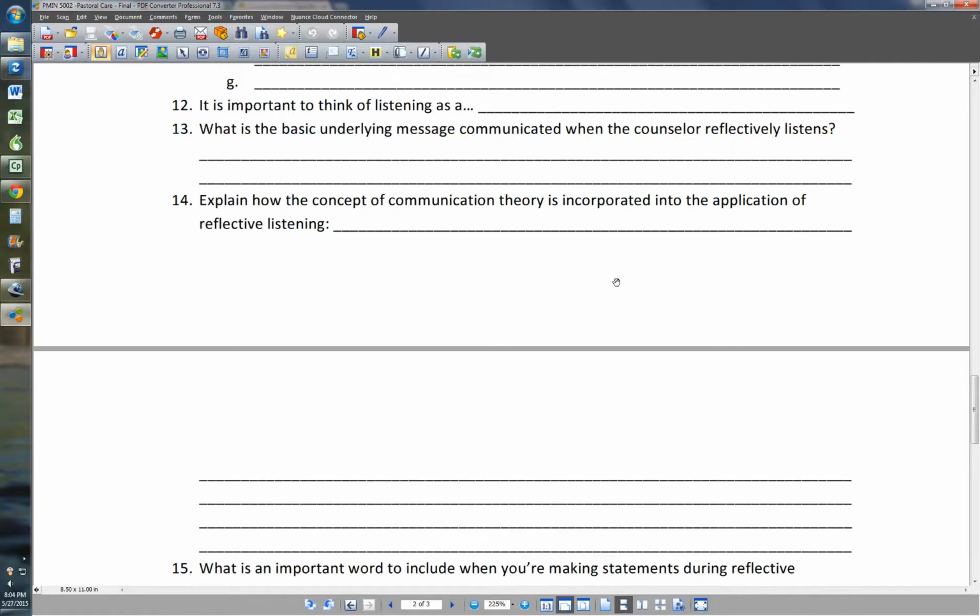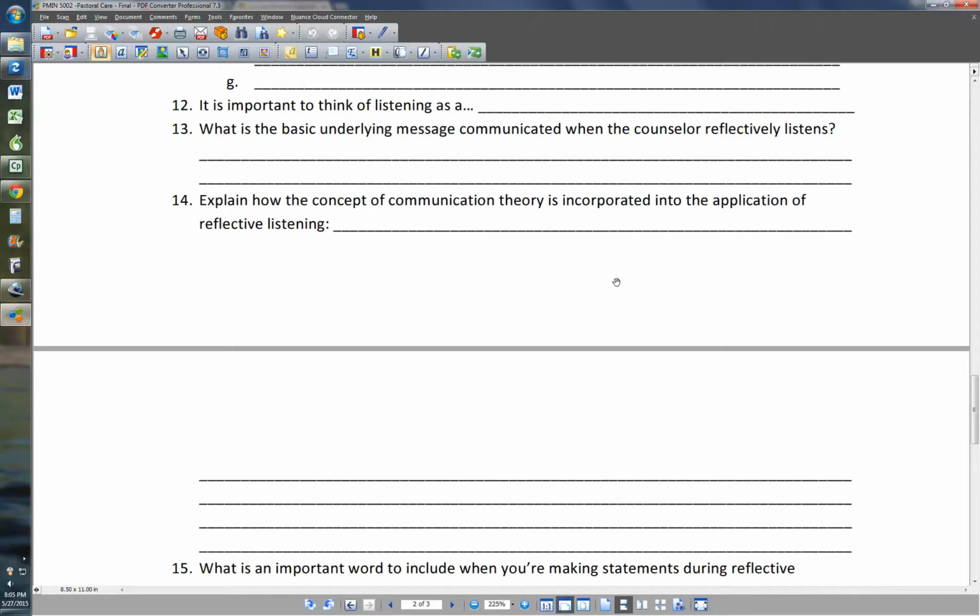Okay. Number 13, what is the basic underlying message communicated when the counselor reflectively listens? It's the message of acceptance, right? Keeping in mind, though, that acceptance is not necessarily approval. You could be accepting of what they're saying. You create an accepting environment where they feel free to tell you, right? But that doesn't mean that you approve of what they say, because you're still going to later, in the intervention stage, help lead them out of it, right? You don't want to shut them off too quickly by not genuinely listening.